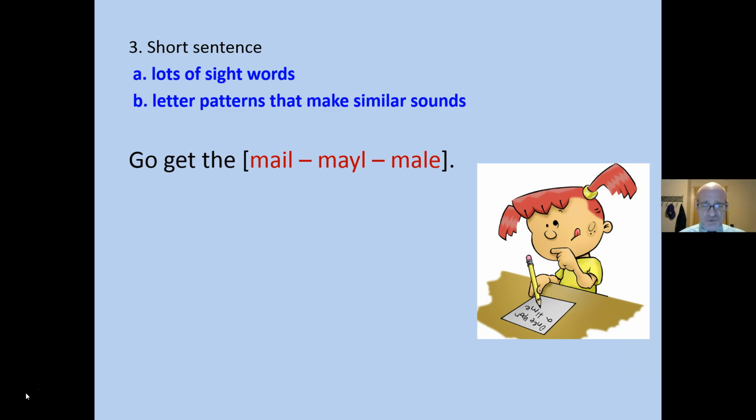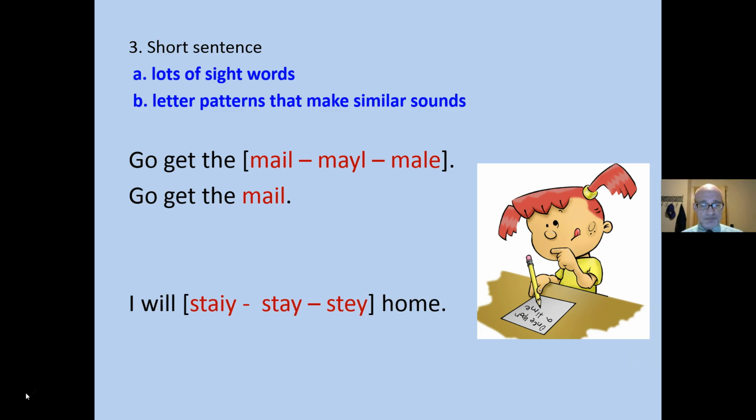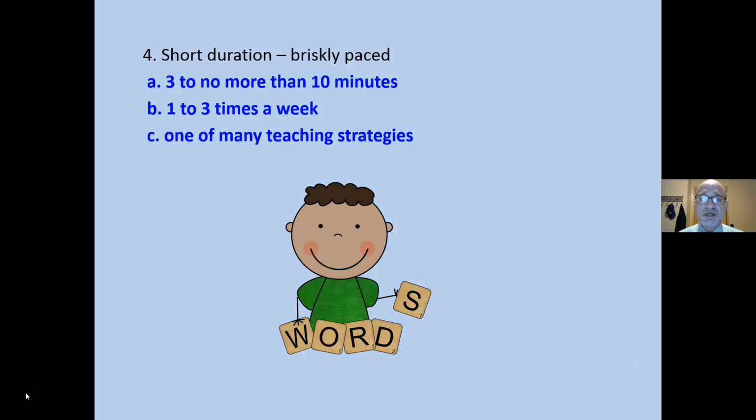Go get the, which word looks right? Yes, go get the. Those are all sight words. I will blank home. I will stay home. Which word? Yes. This should be of short duration and briskly paced. Three minutes to six minutes, but absolutely no more than ten minutes, one to three times a week. I would lean towards one or two times a week.